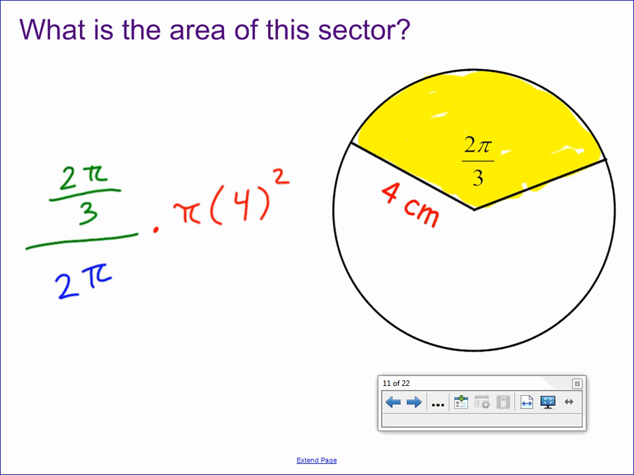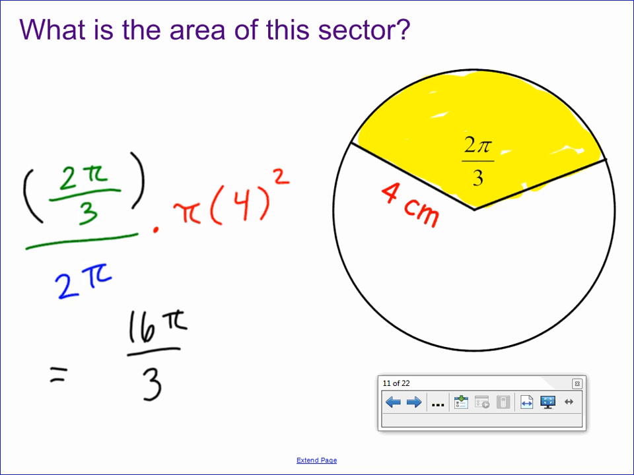Right? So what we're doing is we're generating the generalized form. We take the part of the circle that we have. This was 2 pi over 3 divided by 2 pi, which is 1/3, so I'm getting 16 pi over 3. Are you guys getting that? And then we can get a decimal approximation for that. It should be a little bit more than 16, like 16.755. Awesome.